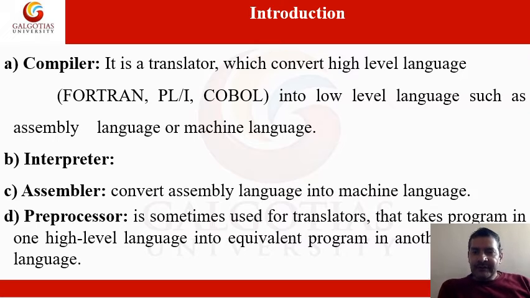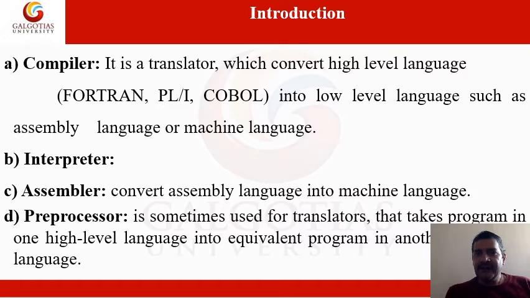Most of the books write about either compiler, interpreter, assembler, or translator. But what is a preprocessor? A preprocessor is sometimes used for a translator that takes a program in one high level language and converts it into an equivalent program in another high level language. This is how the preprocessor works. So now you can see we have four types of translators: first one is compiler, second one is interpreter, third one is assembler, and fourth one is preprocessor.